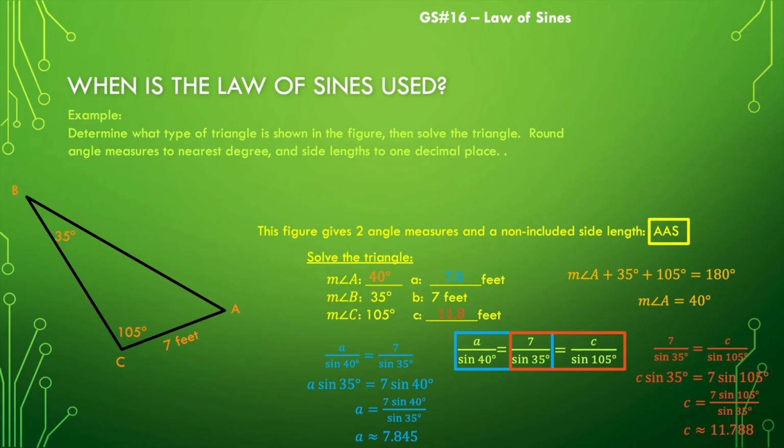When you solve a triangle, one thing that is good to remember is the smallest angle measure will always be opposite the shortest side length. The smallest angle measure is measure of angle B, and the shortest side length is also side B. That's true for large angle measures as well. Here's the largest angle measure, 105 degrees, and the longest side length.